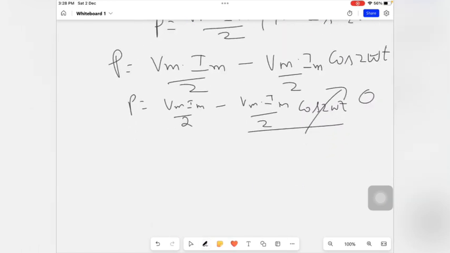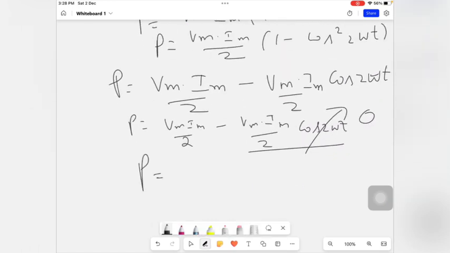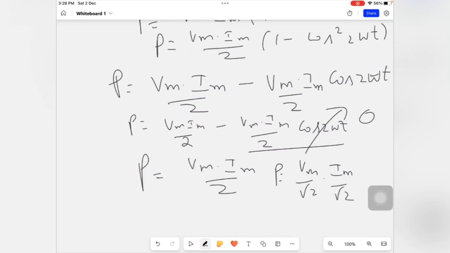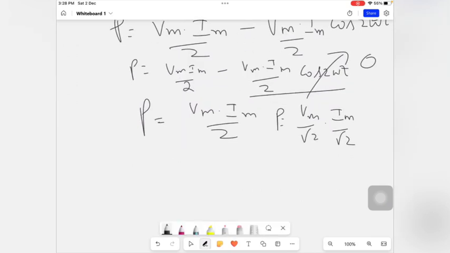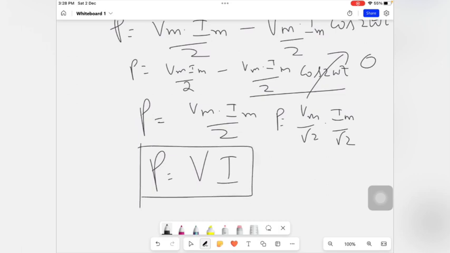Then what is the remaining term? The remaining term will be P is equal to Vm Im by 2. I can simplify this power equation as Vm by root 2 into Im by root 2. So what is Vm by root 2? Vm by root 2 is V, that is the RMS value. Then Im by root 2 is I. This is the expression for power. P is equal to V into I watts.